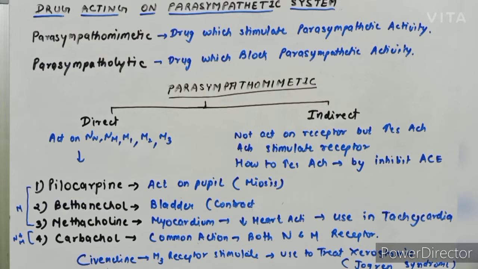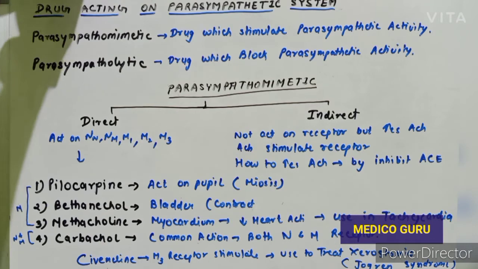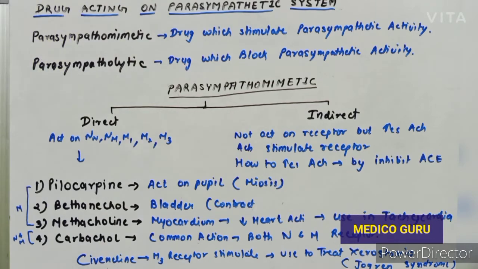So friends, in a previous chapter we discussed how the parasympathetic and sympathetic systems form and function, and the formation of acetylcholine and the receptors of acetylcholine, that is nicotinic and muscarinic receptors. Further, we discussed the drugs involved in parasympathetic activity, which decrease or increase the parasympathetic activity. So we discussed 4 drugs in the last video.